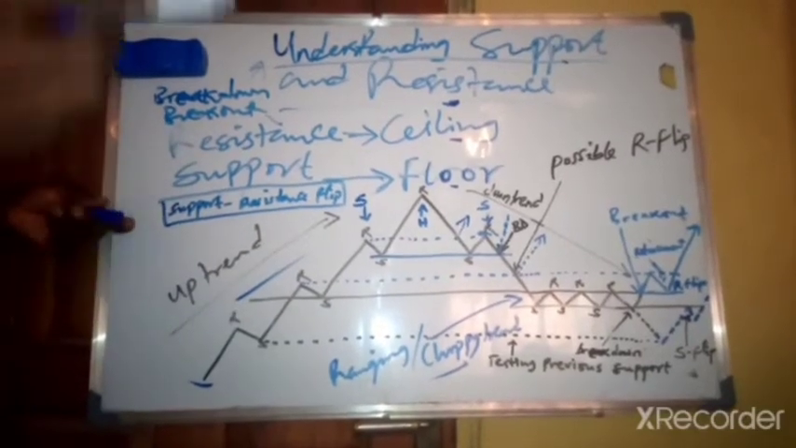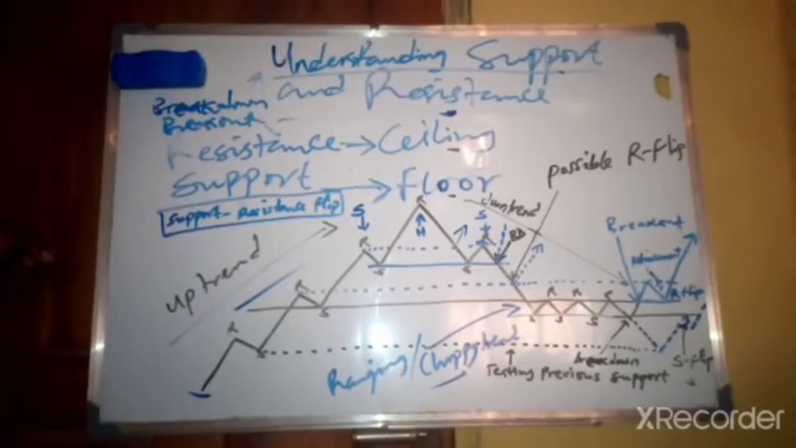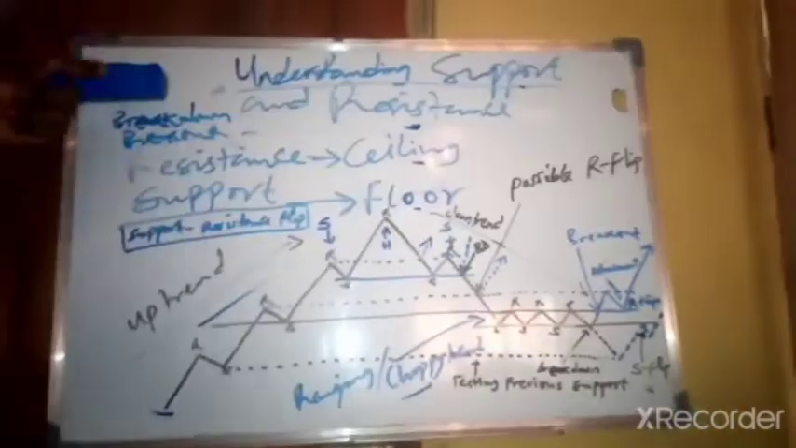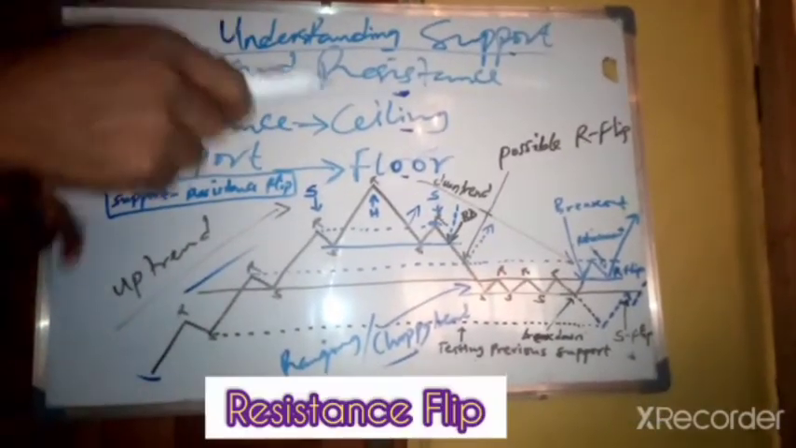When there's a breakout above a resistance level and price falls back to that resistance and price begins to go up, the resistance has now acted as a support. So it is called resistance flip.